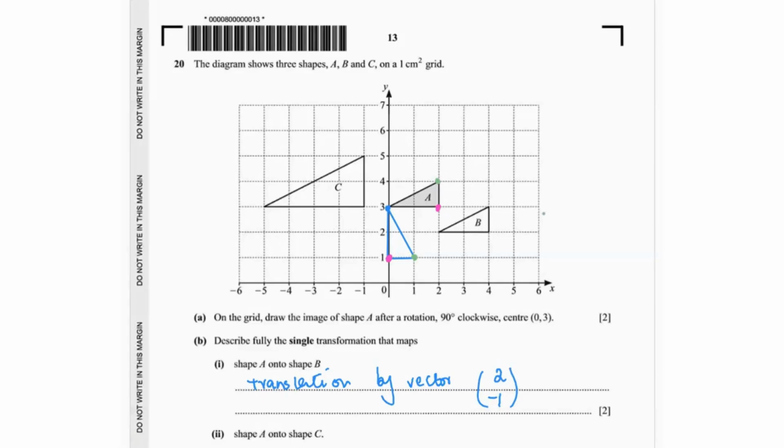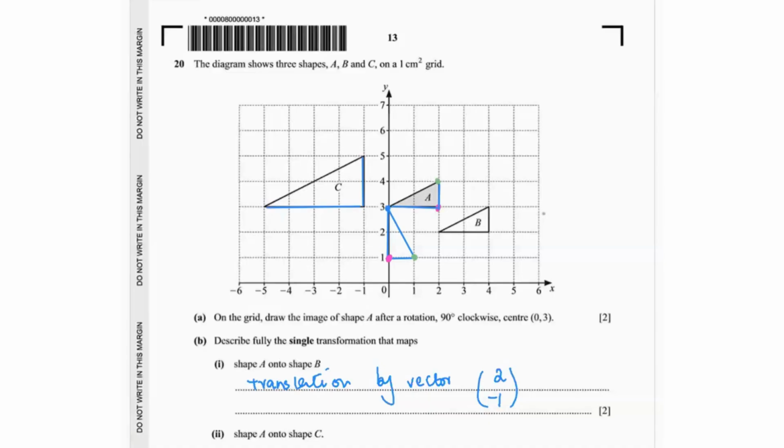Then second part says shape A onto shape C. So shape A onto shape C is clearly an enlargement. And the enlargement is being done by a scale factor of 2. Because if we compare corresponding lengths, this one is 1 unit and the enlarged one is 2 units. This is 4 and originally it's 2. So scale factor is 2.